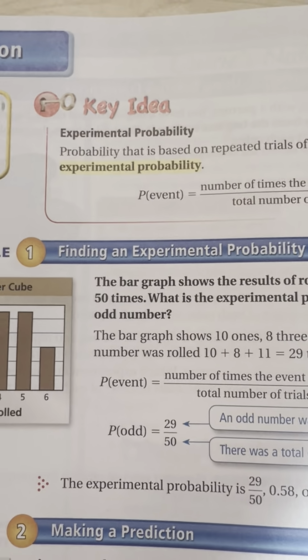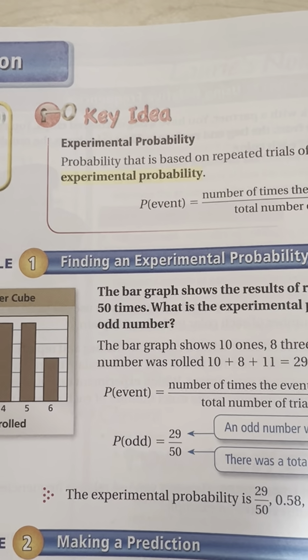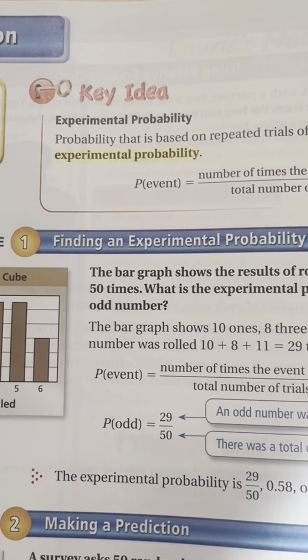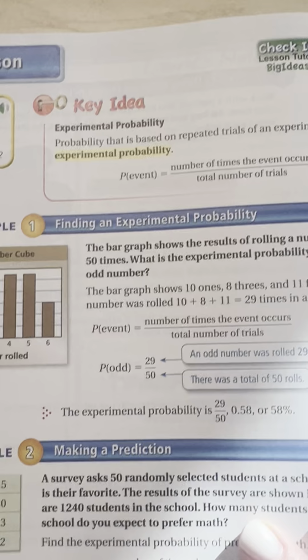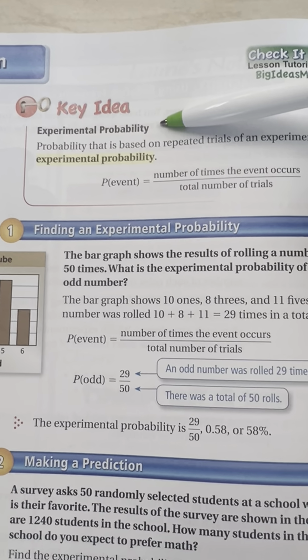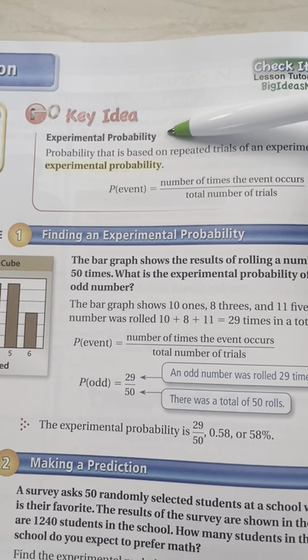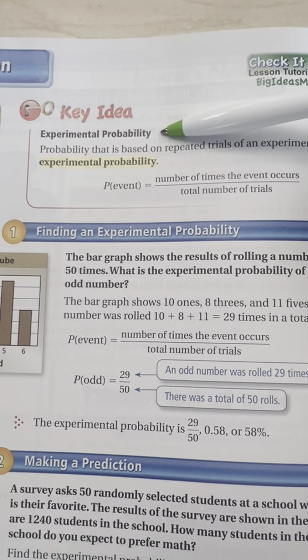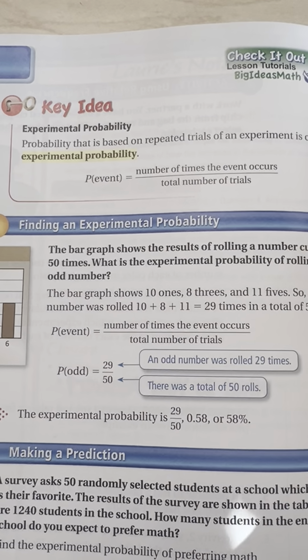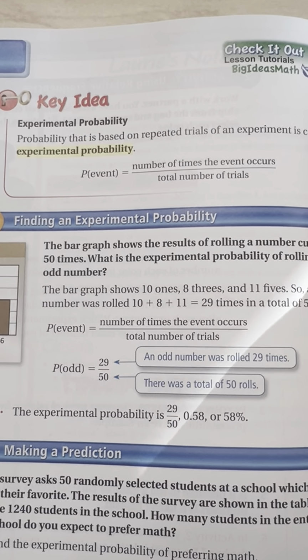Good morning. I'm going to do a quick recap of our lesson today, our intro to probability. These are the two types of probability that we're going to be talking about: experimental probability, and then we'll be talking about theoretical probability as well.